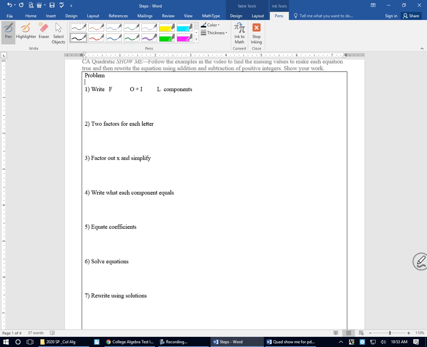I've broken it down into steps. First thing I'm going to do is take the original problem and write it at the bottom, because I'm going to need that to do line 7. Line 1, write the FOIL components. Line 2, 2 factors for each letter. Line 3, factor out x and simplify. Line 4, write what each component equals from the original problem.